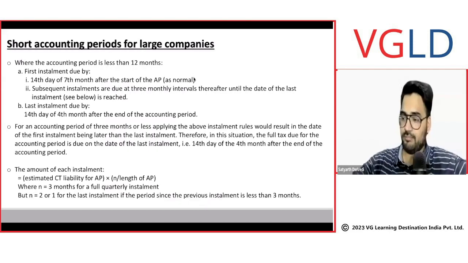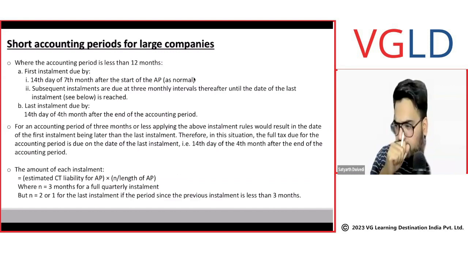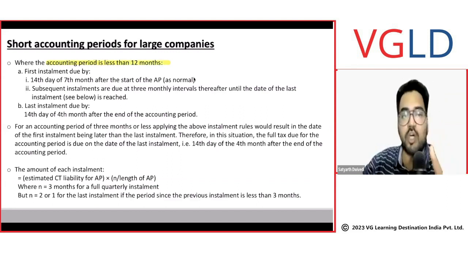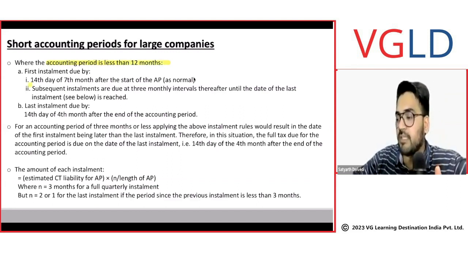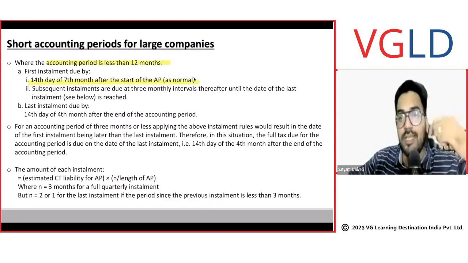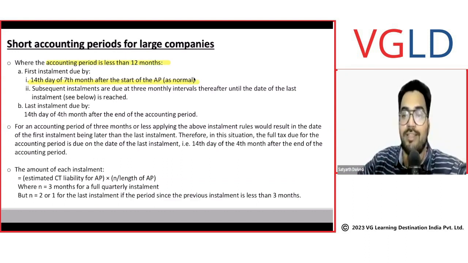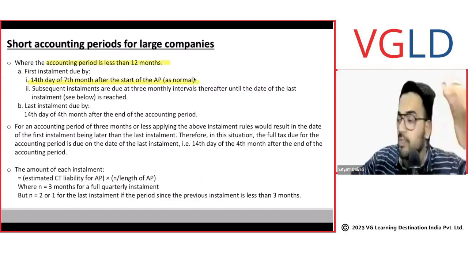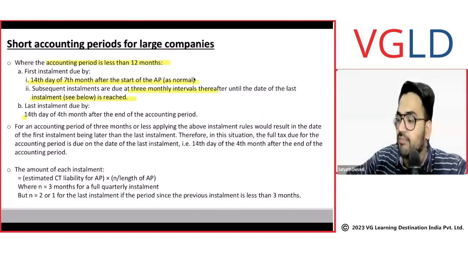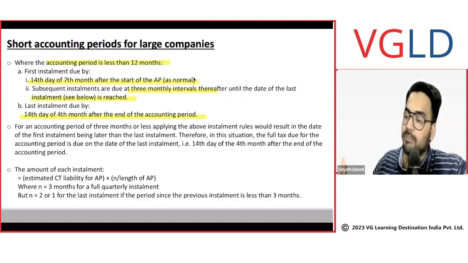Let us see. Now, for a large company, if your accounting period is less than 12 months, your first installment is the same: 14th day of 7th month after the start of the AP. Subsequent installments will be due at 3 monthly intervals until the date of the last installment. Now, how do we reach the last installment? The last installment is 14th day of the 4th month after the end of the accounting period.